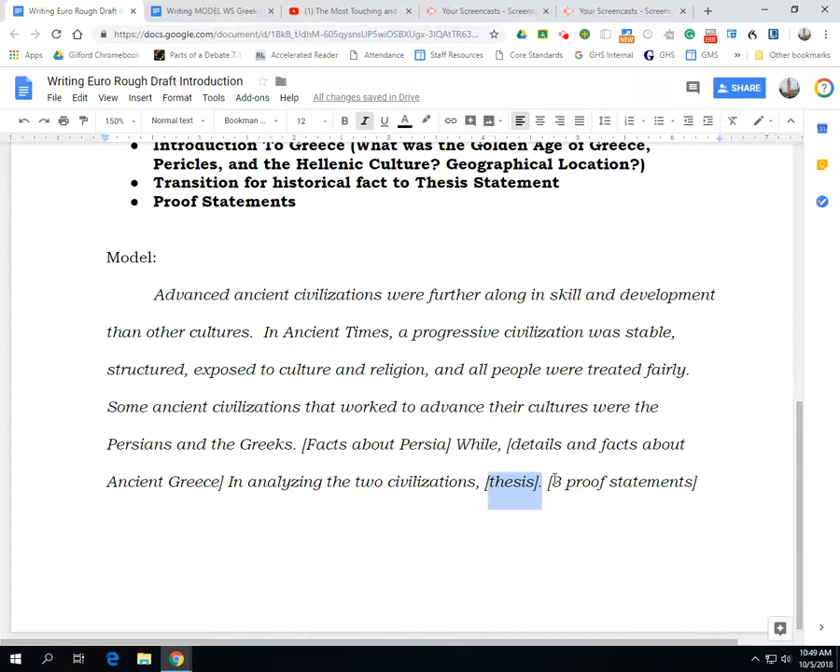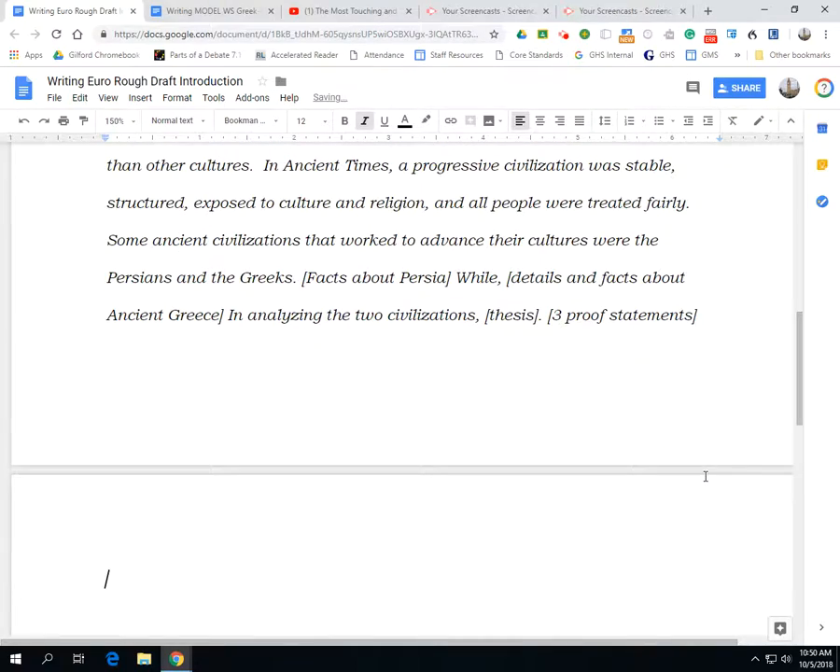And then finally, I need to give my 3 proof statements. These are your Roman numeral statements from your outline, Roman numeral 1, 2, and 3. These are the 3 areas that I'm going to focus on to prove that my thesis is correct. Okay? Once you've completed that, then your introduction is all set. Once that is done, your job is to hit enter.